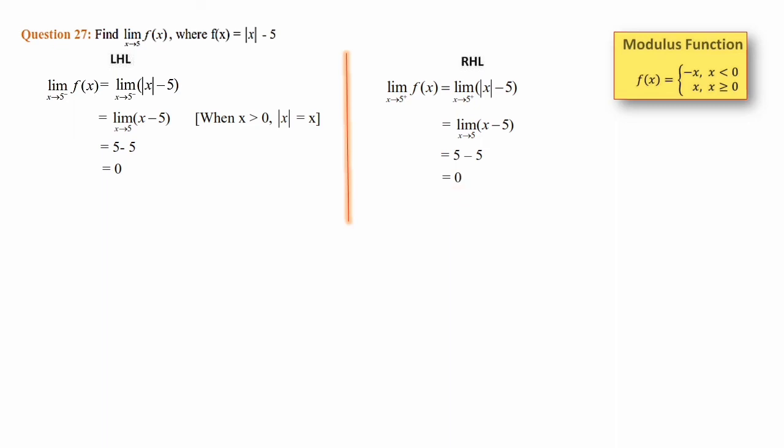Here both the left hand limit and right hand limit are equal, coinciding. So limit x tends to 5 minus f of x is equal to limit x tends to 5 plus f of x, both we are getting as 0. Hence limit x tends to 5 f of x is equal to 0.